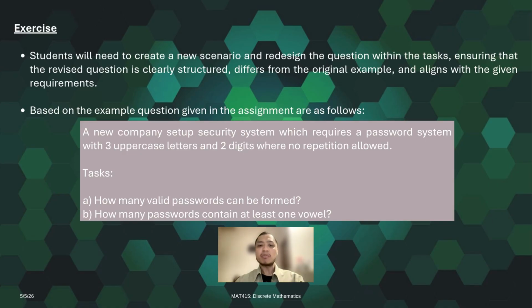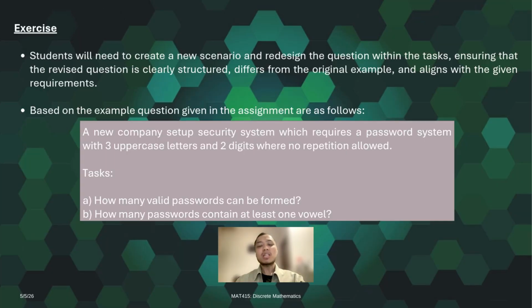From the example of the assignment given, there are three tasks which are as follows. Number one, the total number of valid passwords. The second one, the number of passwords that contain at least one vowel. And lastly, how the answer changes if repetition is allowed.